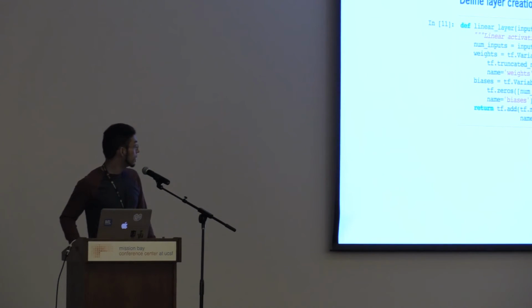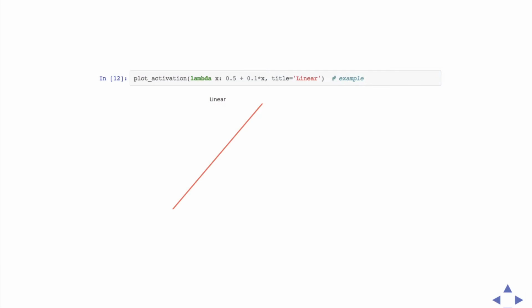Okay? All right. So I'm going to use this function to create a linear layer. Before I jump in, I just want to mention that in this case, we haven't really specified an activation function.